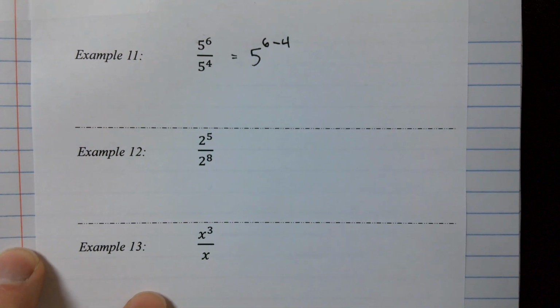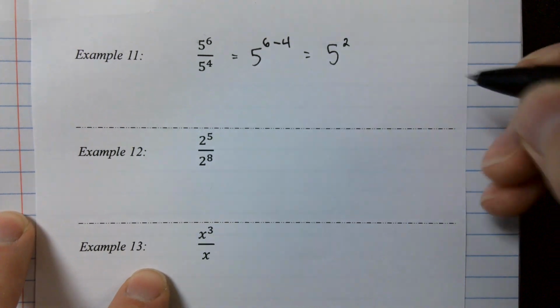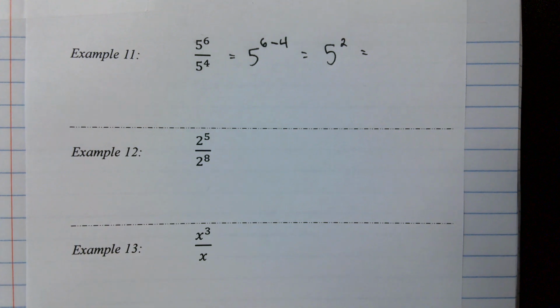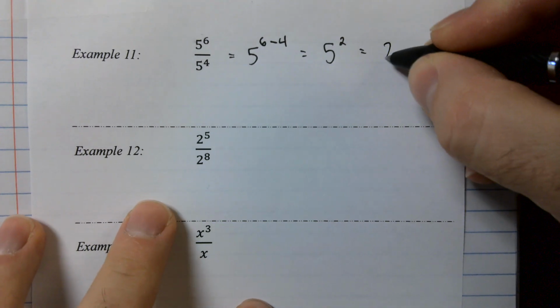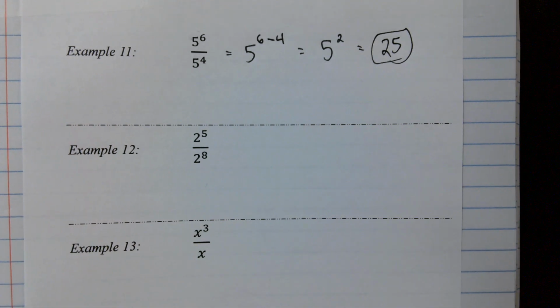What is 6 minus 4? 2. Okay, and what is 5 squared? 5 times 5? 25. We could do that one. That one's nice and easy. We get 25.